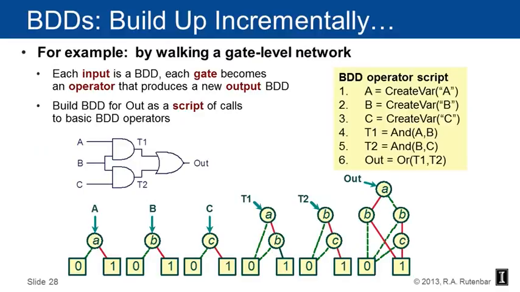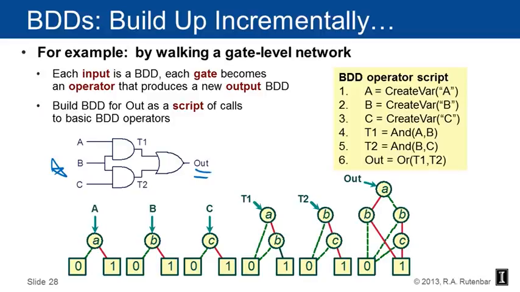So, how do you actually build the BDD for something complicated? The most standard example would be that I give you something like a big logic network, with 10,000 logic gates in it, 50 inputs and 20 outputs. And the answer is, you can build that up by walking the gate-level network in an incremental fashion. Each input is a BDD. Each gate becomes an operator that produces a new output BDD, and we build the BDD for out, the value we're looking for here, basically as a script of calls to basic BDD operations.